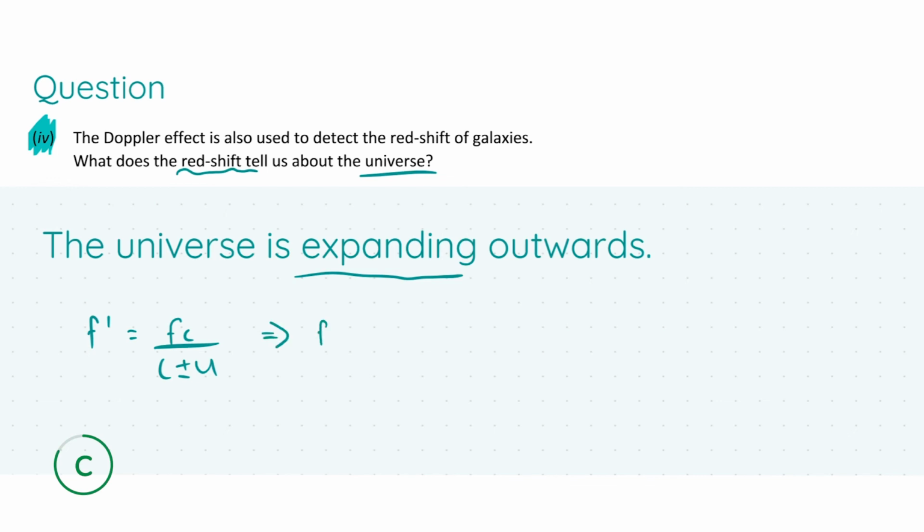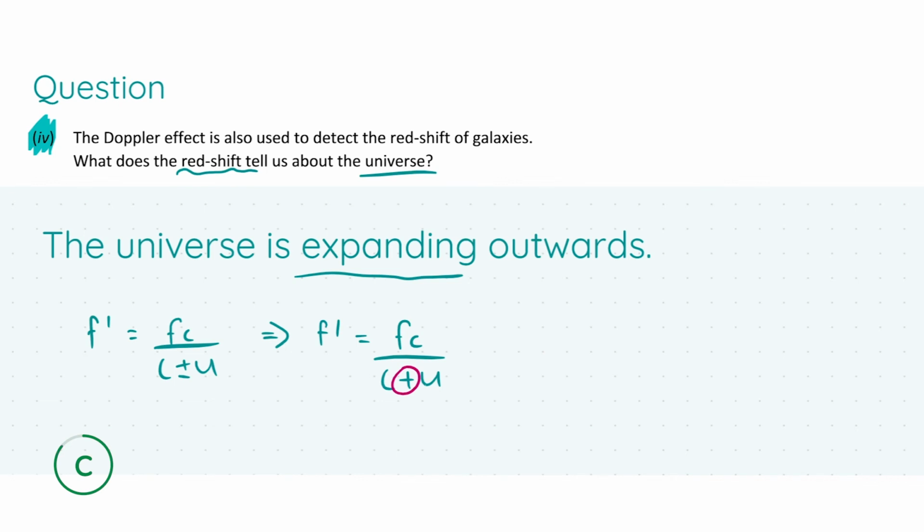Basically, it means that we can rewrite this formula saying f prime is equal to f times c all over c plus u. The reason that it is plus is because as we see this distant light from stars, we can see these stars are moving away from us. If they're moving away from us, the version of the formula that says the source is moving away from us involves this plus on the bottom.